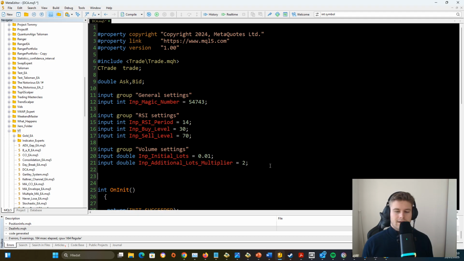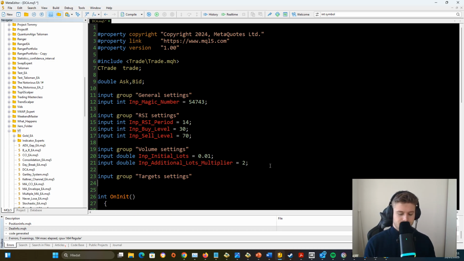I will create one more or two more groups. The first is about the targets. So targets settings: take profit, stop loss. Since we will be working with a cycle of positions, we will have to handle targets a little bit differently. But don't worry, it's also very simple. It will just be a little different from the usual way of setting take profit and stop loss.